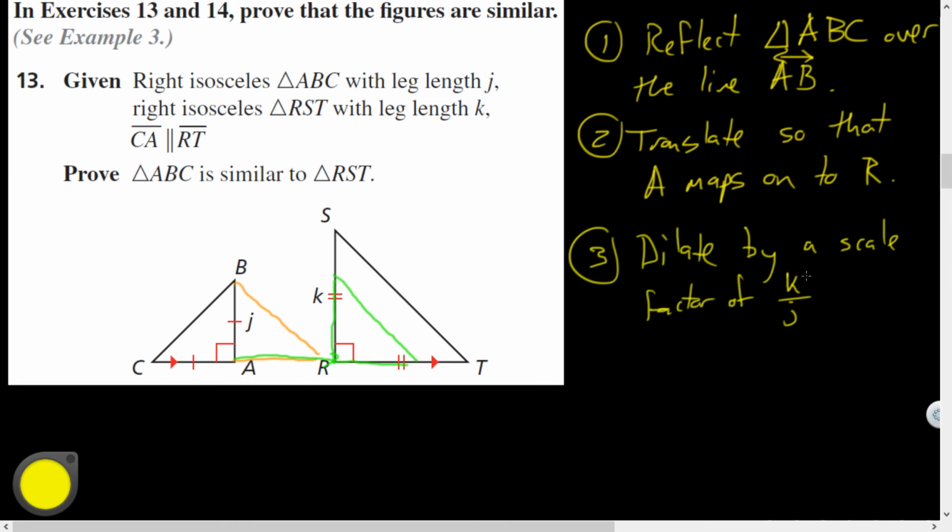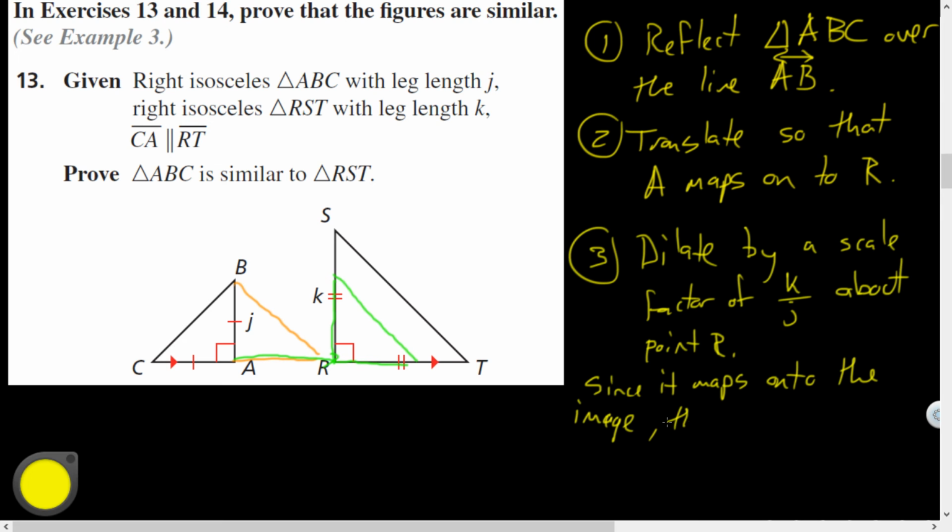And who asked the question about non-origin dilations? About which point? About point R. I like it. And since it maps onto the image, then the triangles are similar.